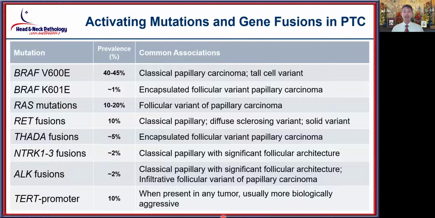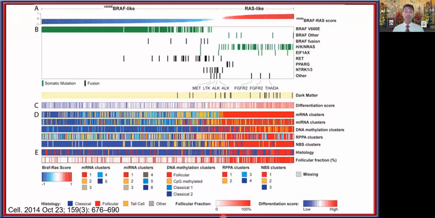So when you think about the activating mutations and gene fusions that you can see in papillary carcinoma, by far and away BRAF, whether it's the V600E or K601E, accounts for the vast majority, followed by RAS. And then there are a variety of others. Of course, RET is in there with about 10%, along with NTRK mutations, ALK fusions, etc. And of course, TERT promoter mutations can be seen concurrently with any of these other mutations as well.